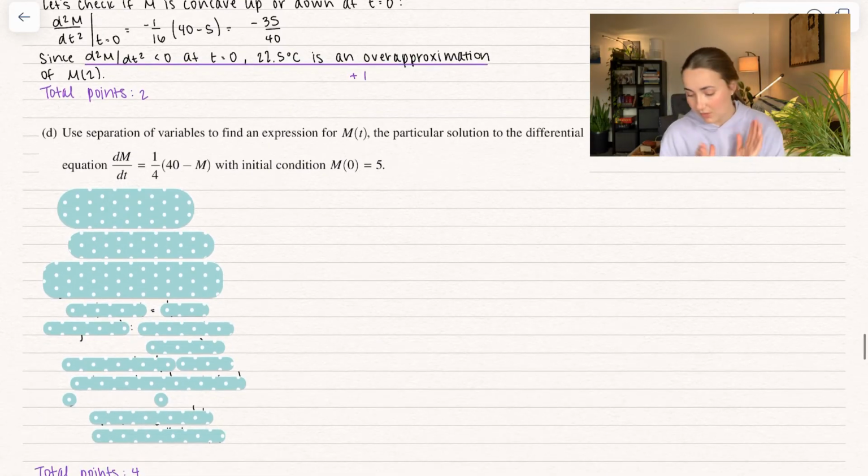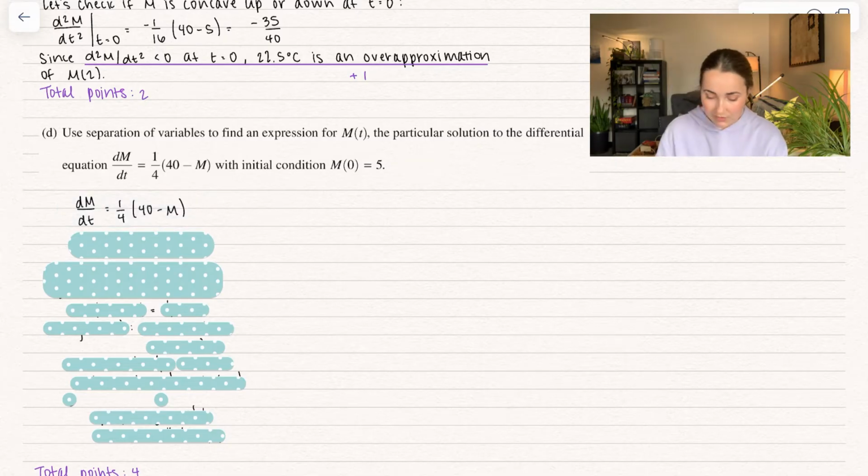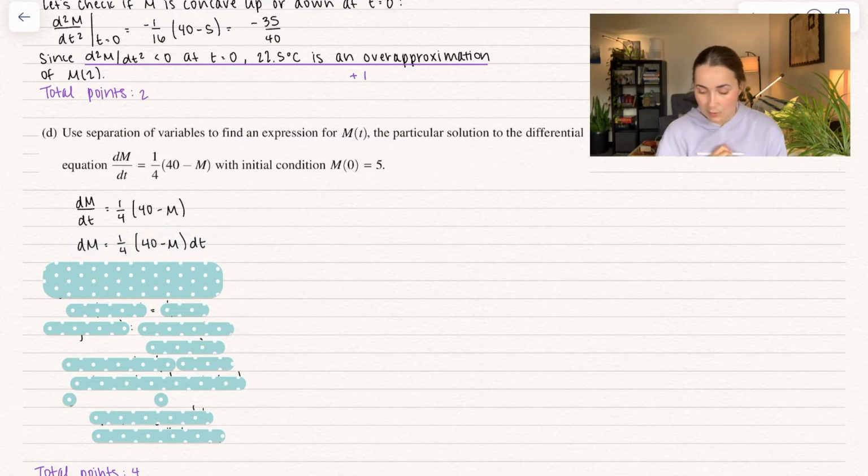For part D, this one's fun. We want to use separation of variables to find an expression for m of t, the particular solution to the differential equation which they gave us with the initial condition. So what I did first was I just rewrote the equation, and what we're going to use is separation of variables. The first thing I'm going to do is multiply that dt over. So I get dm is equal to that whole thing times dt.